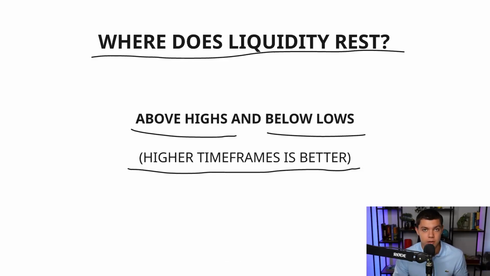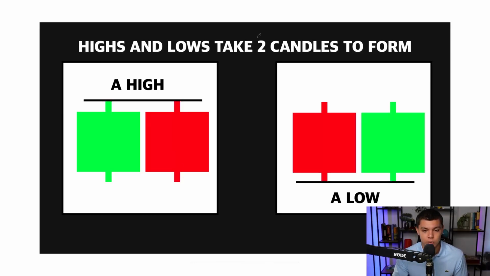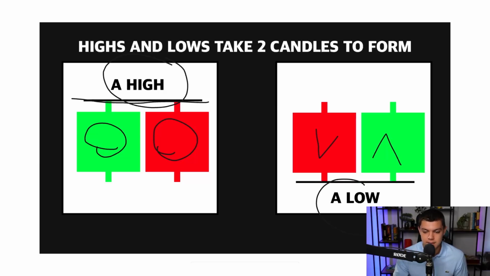Now, obviously, you may wonder what a high is and what a low is. Well, a high and a low take 2 candles to form. A high is created by an up candle that is immediately followed by a down candle and it rests above here. The liquidity is literally here, especially in the higher time frames. And a low takes 2 candles to form. Down candle followed by an up candle, and this is the low resting here. So it's very simple to spot, right?